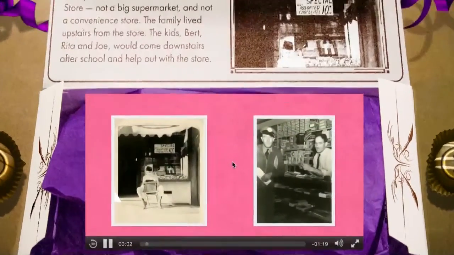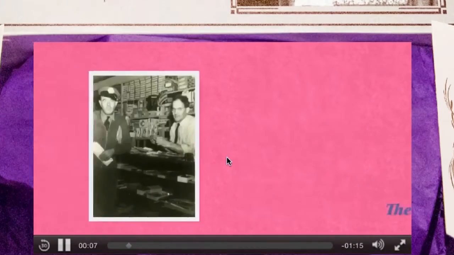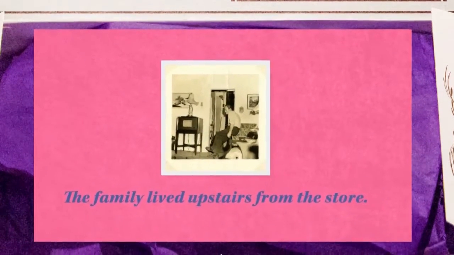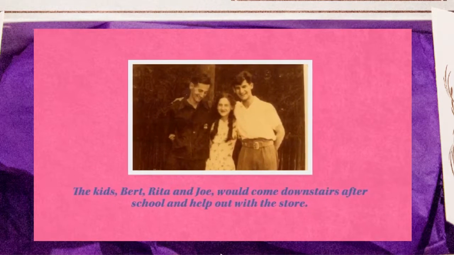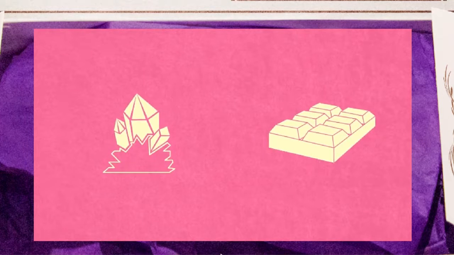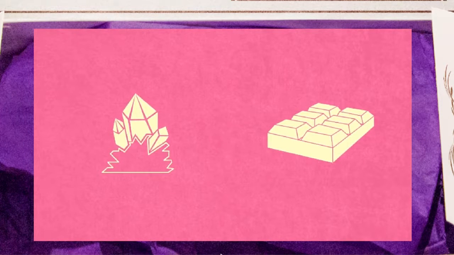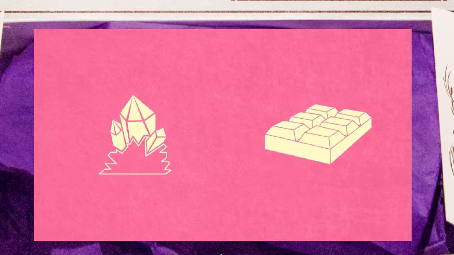Henry and Gertie's store was a general store, not a big supermarket and not a convenience store. The family lived upstairs from the store. The kids, Bert, Rita, and Joe, would come downstairs after school and help out with the store. They sold two types of candy in the store. One kind was rock candy, or crystallized sugar. The other kind was chocolates.